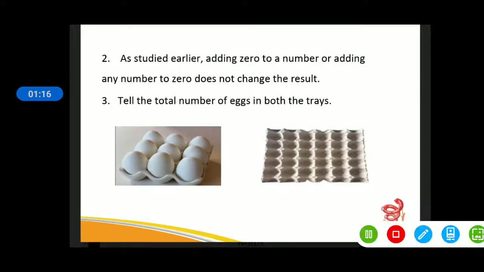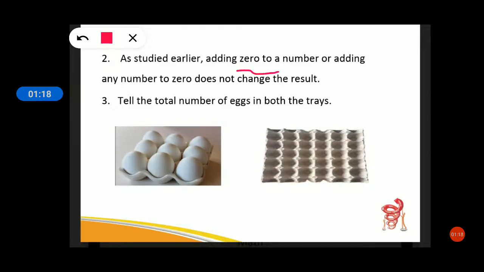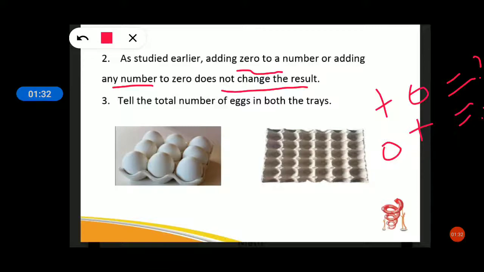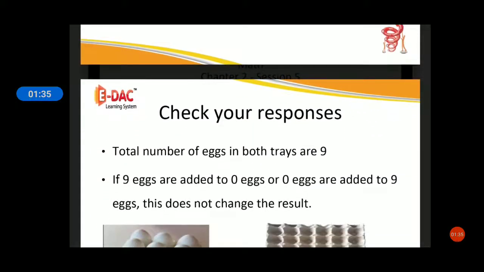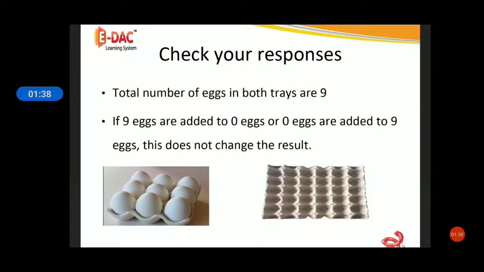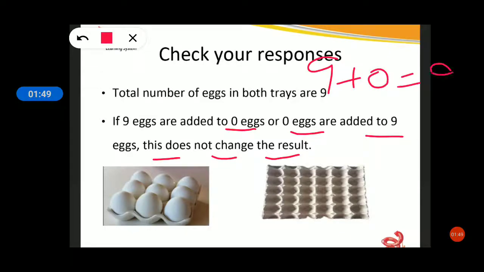We have already studied that when we add 0 to a number, or add any number to 0, it does not change the result. You have already learned, students, that when we add 0 to any number, the result will be the same. Correct, students? Now in both the trays we have 9 eggs. So if 9 eggs are added to 0 eggs or 0 eggs are added to 9 eggs, the result does not change. When 9 eggs are added to 0 eggs, the result is 9. When 0 is added to 9 eggs, the result is 9.